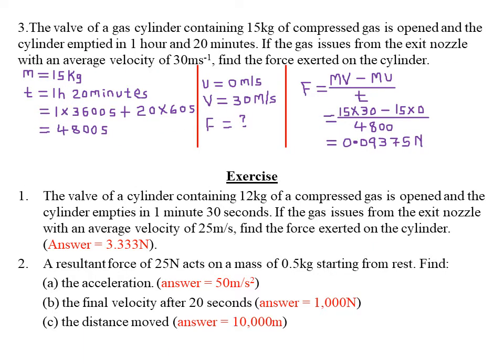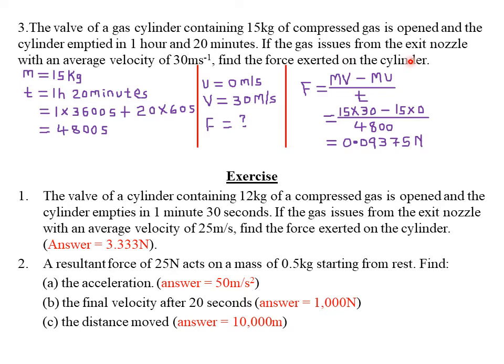Next, we look at another example which reads that the valve of a gas cylinder containing 15 kilogram of compressed gas is opened and the cylinder emptied in 1 hour 20 minutes. If the gas issues from the exit nozzle with an average velocity of 30 meters per second, find the force exerted on the cylinder.